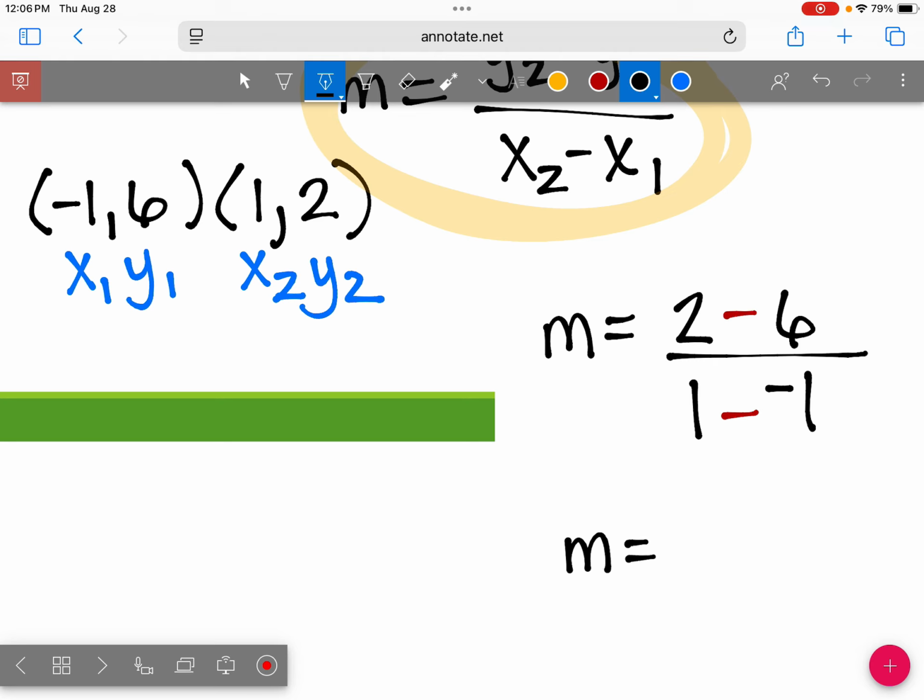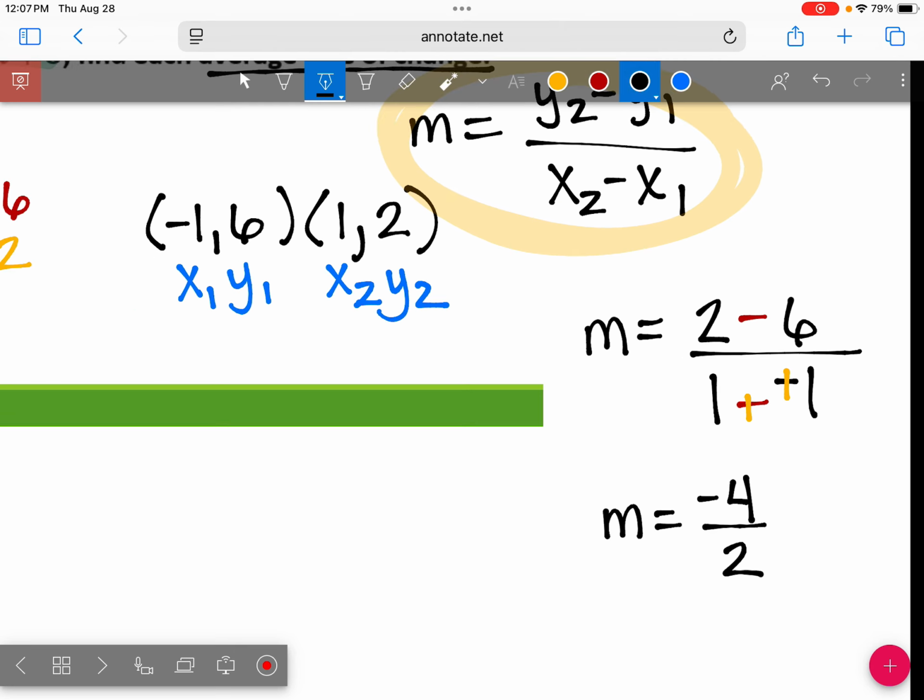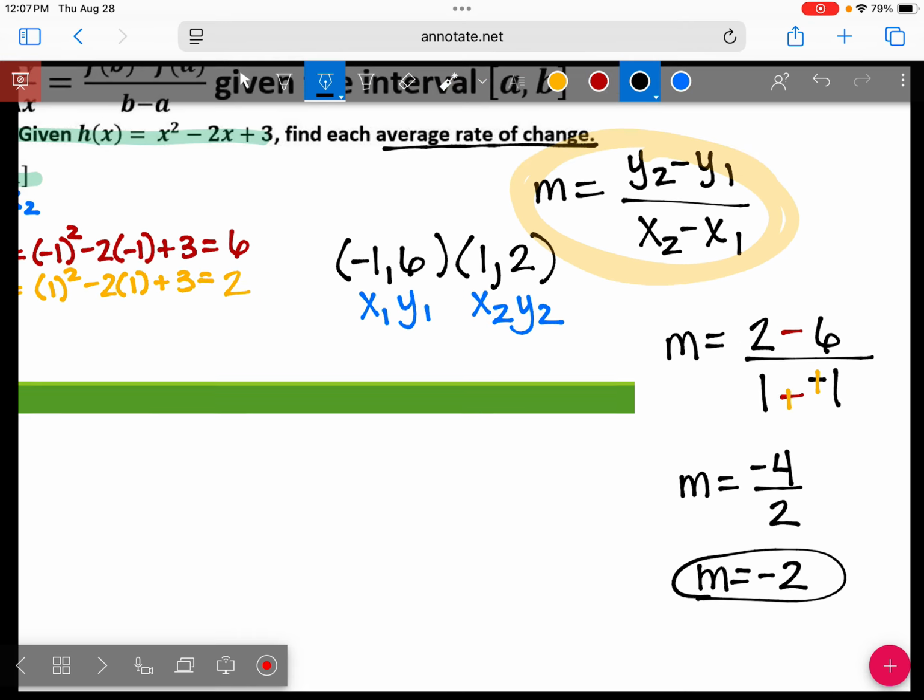So slope equals 2 minus 6 is -4. And when you subtract the negative, remember this becomes positive. So 1 minus -1 is the same as 1 plus 1, which is 2. And -4 divided by 2 is -2. That would be my answer. That is the rate of change.